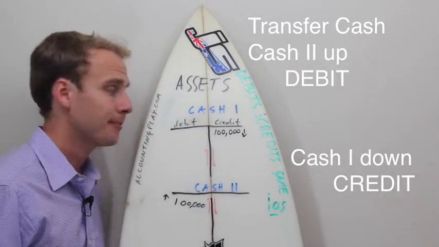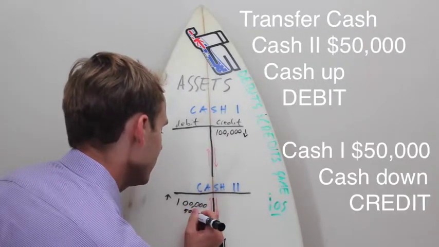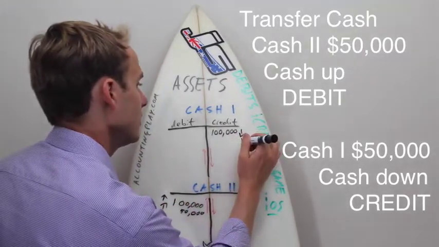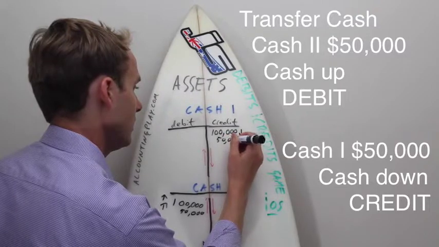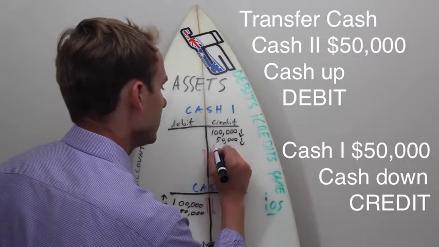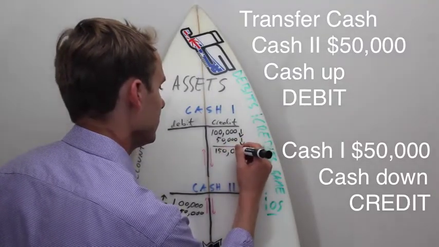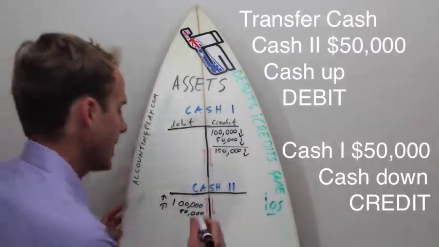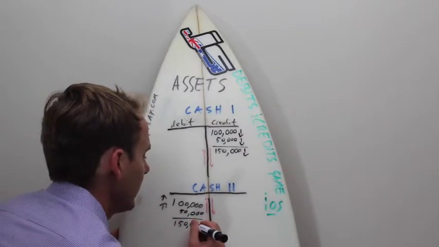Very convoluted, right? Let's do it again. Increase cash down here with the transfer. Debit cash up. Credit down. There we go. 50. So in this case, cash has been reduced 150,000 down. Cash here has increased by 150,000.